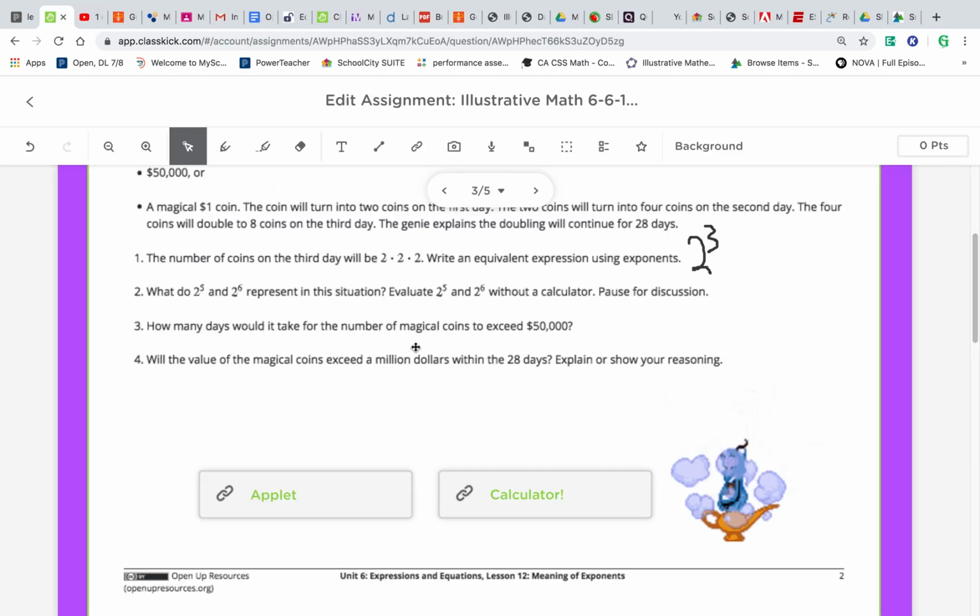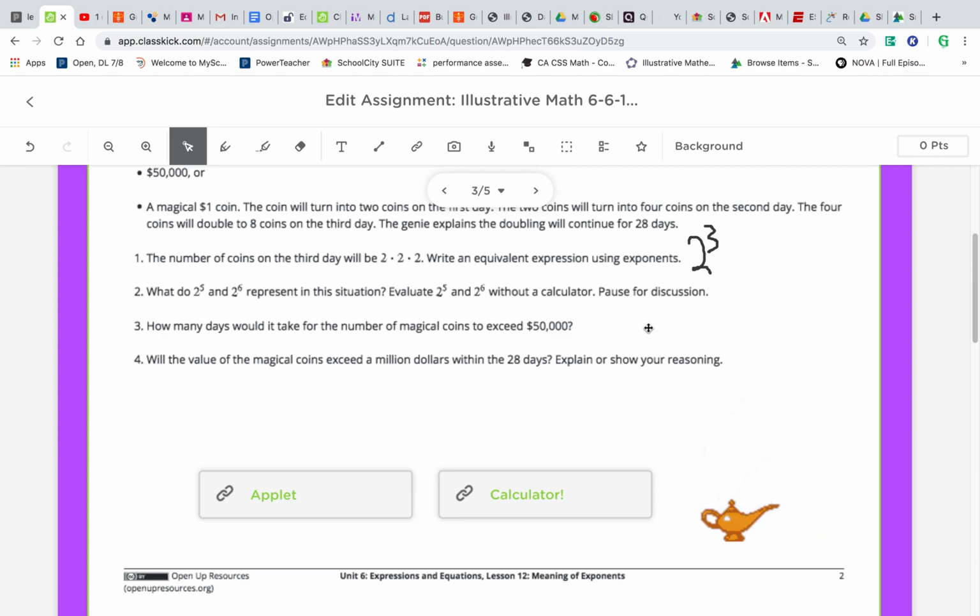How many days would it take for the number of magical coins to exceed 50,000? Well, it was 16 days. That was when that happened. But now I want to show you how we can calculate this with the calculator, so we don't have to wait for that little applet to generate all those coins.